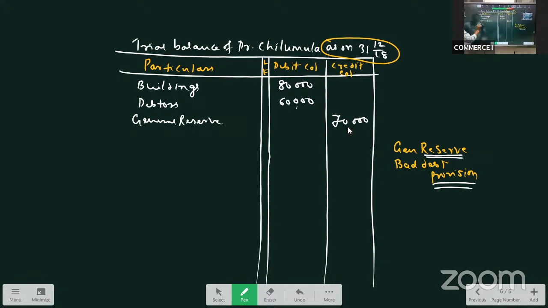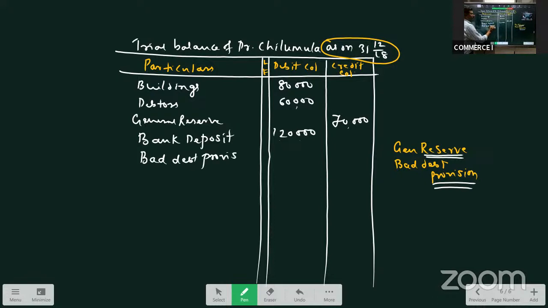Then we have bank deposit. We have a deposit with bank. That is our property, no? That is our asset. So that has to be debited. Then we have bad debt provision. As I told you, all reserves and provisions will show credit value. Bad debt provision shows credit balance. It has to be credited. 27,000.